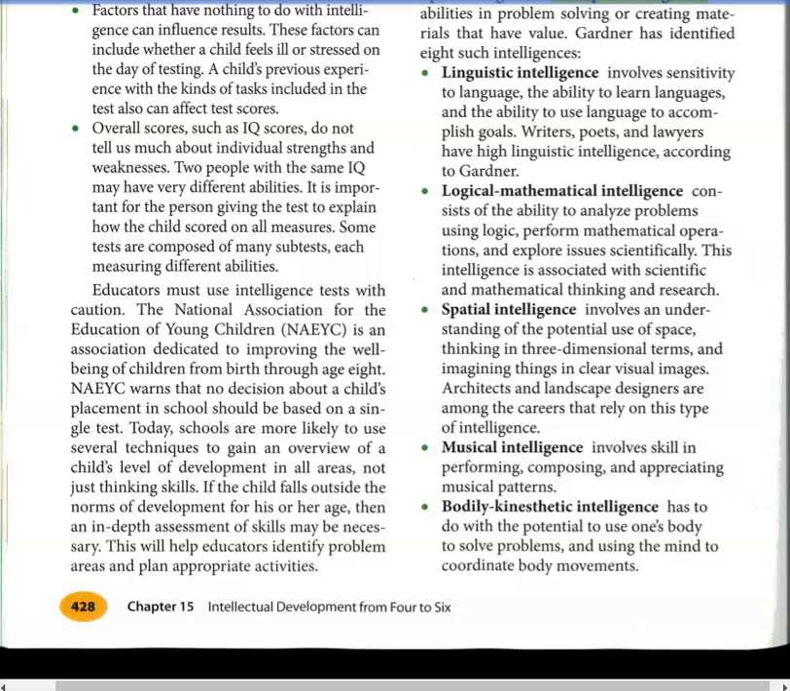The next one's bodily or kinesthetic intelligence, and that has to do with the potential use of one's body to solve problems, right? And then using the mind to coordinate body movements. These are people that would have a high level of hand-eye coordination. Athletes have a very high bodily and kinesthetic intelligence.